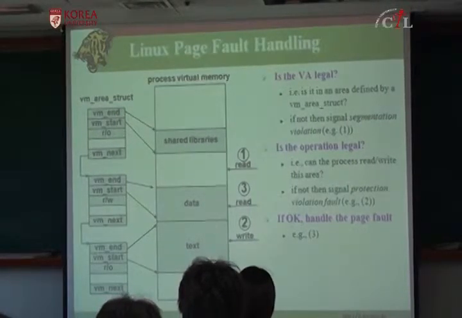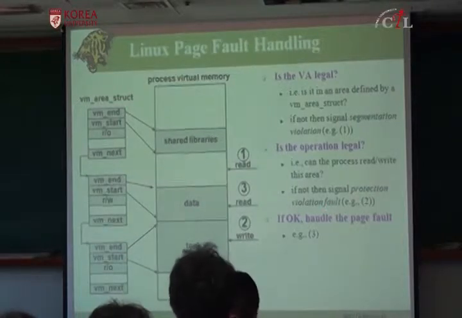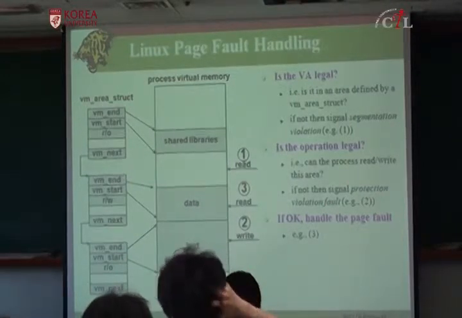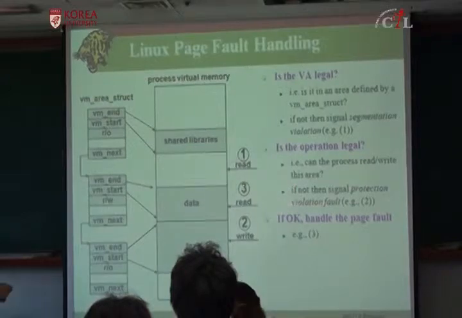And the number 2 case is you are trying to do a write in the code segment, right? But usually the code segment, if you look at the protection information, is read only. But you are trying to do a write. So it generates a protection violation or access violation. Okay? Because you are trying to modify the instruction which is read only. So it generates an exception and this process will be terminated because it's doing an illegal operation.